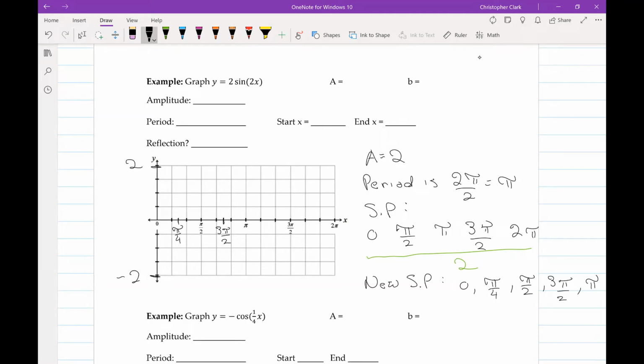Now, sine of 0 is 0. 2 times 0 is 0. So we get 0 right here. And then at pi over 2, it's 1, but now it's 2. At pi, it is 0, and now that occurs at pi over 2, so we get 0. 3 pi over 2 will be at -2, and then pi will be back to normal.